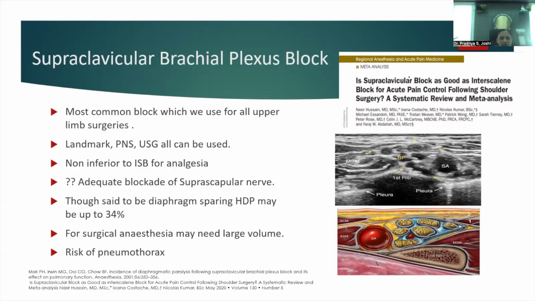It is because of the questionable blockade of the suprascapular nerve. The amount of local anesthetic required is more, and there is still a questionable blockade of the suprascapular nerve. Again, hemidiaphragmatic palsy is not less; it may be up to 34%. And the risk of pneumothorax is always there when we are not using sonography.